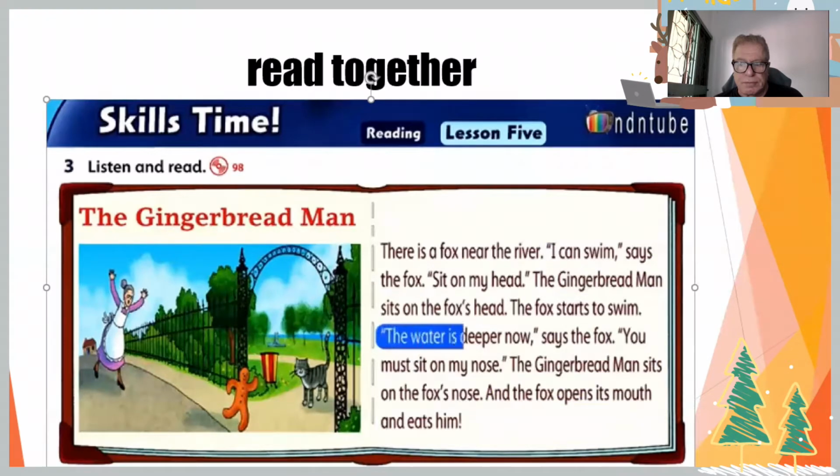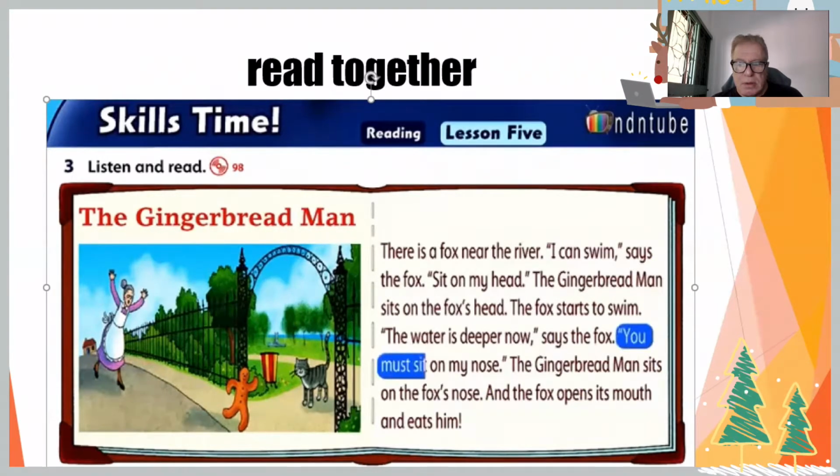The water is deeper now. Say, the water is deeper now. Again. Water is deeper now. Says the fox. Say, says the fox. Okay.